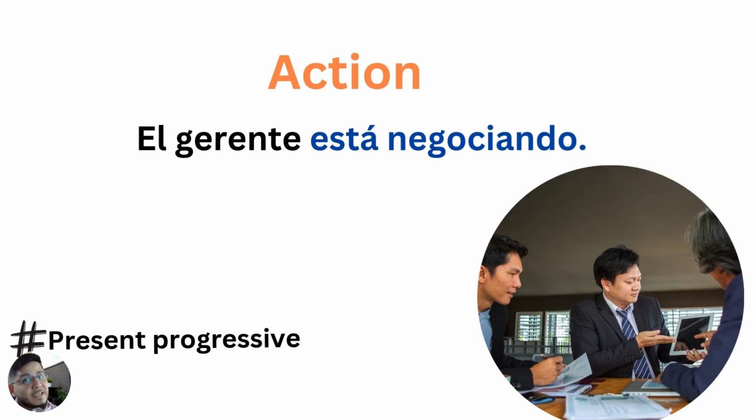Action. El gerente está negociando. He is negotiating. Hashtag present progressive. So we use estar for ongoing situations. We use estar for the present progressive, not ser. You'll never use ser. That's a sin. Do not use ser for the present progressive. It is estar.